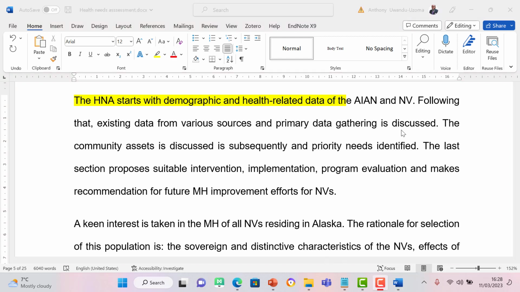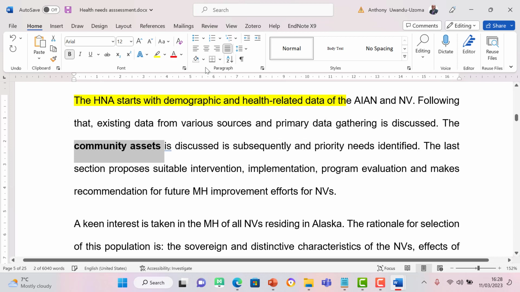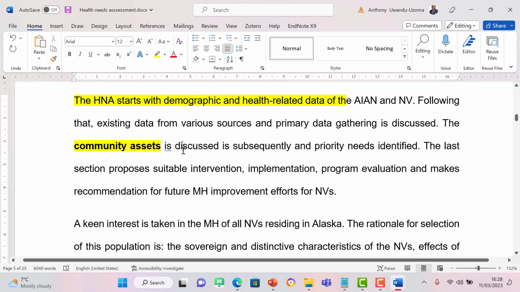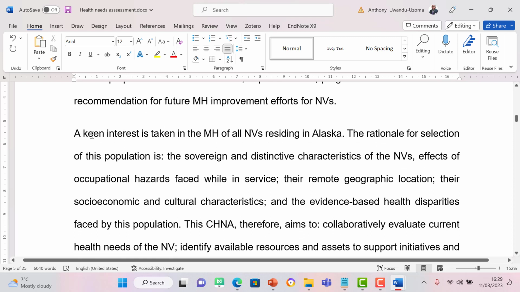they were discussed. Now, the community assets, if you remember when I was saying the community resources, those are the assets. What are the existing structures that the community use to provide services? All right. So, what are the existing structures? You need to identify them, whether there are hospitals, how many people are using the hospitals. All right. So, let us see how the author developed that.